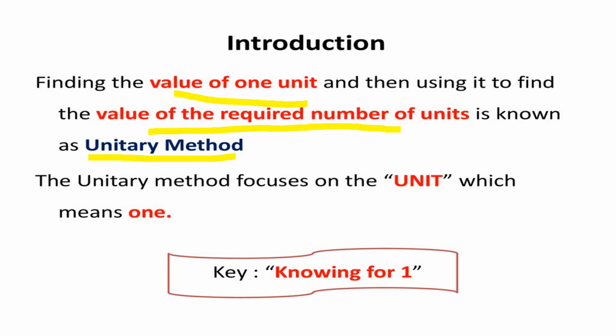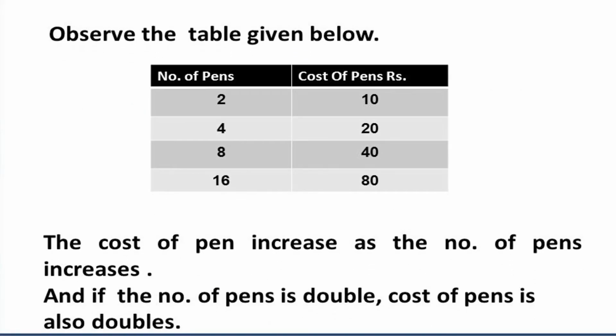The unitary method focuses on the unit, which means one. So we are working out the value for only one. We have to find the unknown value, and then we have to find the one unit value. It's very easy. If you observe the table, then you will get a clear idea.